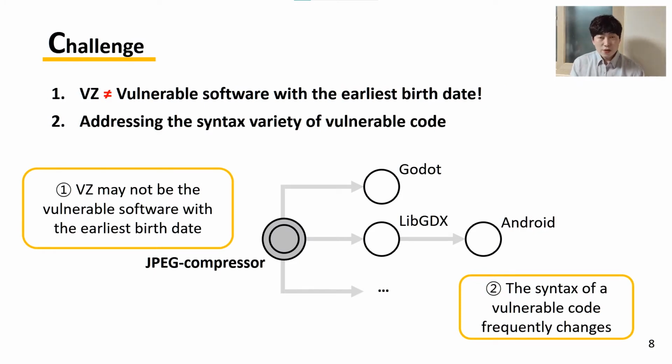There are 2 major challenges to discover the correct VZ. First, because the timestamp-based metadata of software can easily be changed, the VZ may not be the vulnerable software with the earliest birth date. Therefore, we cannot solely rely on timestamp-based metadata. Second, the syntax of vulnerable code frequently changes while the code is reused in other software. So we should address the syntax variation of vulnerable code.